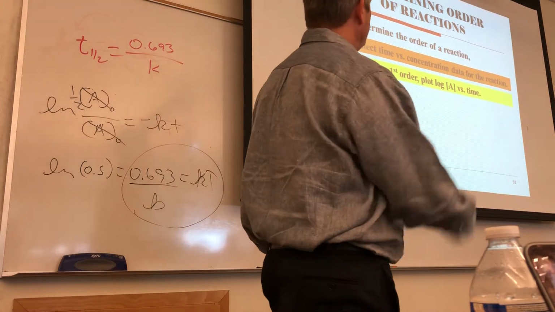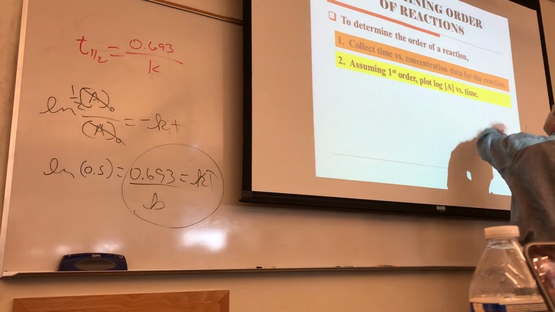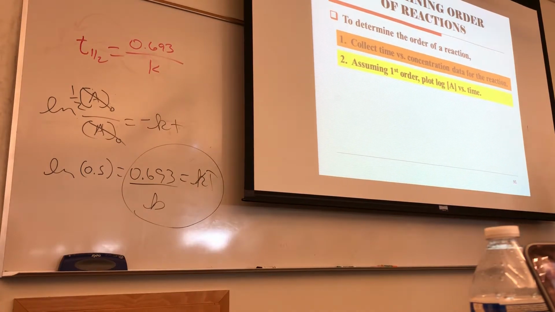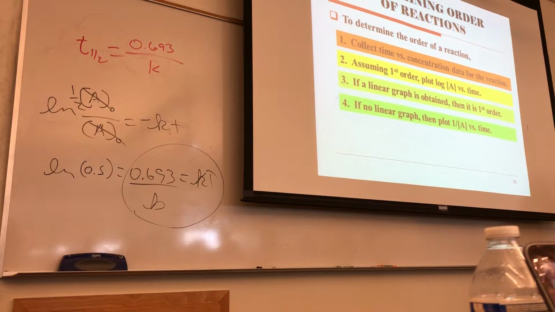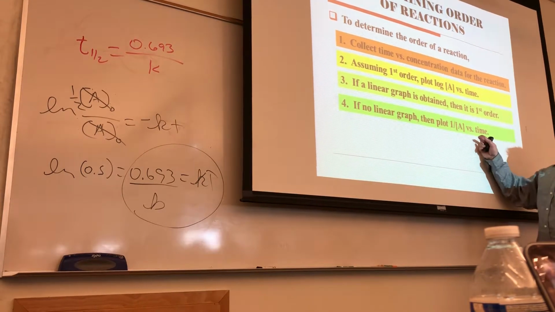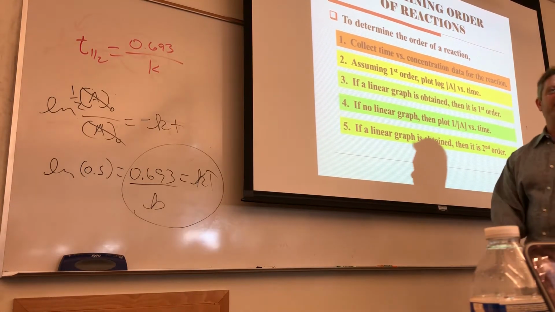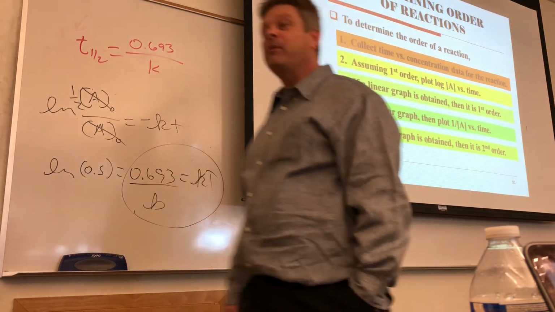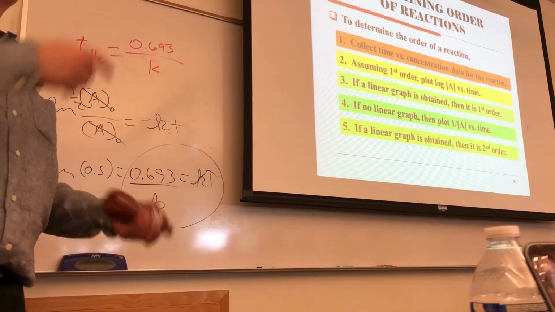Collect time versus concentration data, assume it's a first order, and plot the log, this should be natural log, of the concentration of the reactant versus time. If it's a linear graph, you have a first order. If it's not, then plot 1 over the concentration of the same data. If that is linear, then it's a second order. This implies that that's all you can possibly have, but of course, as you know, that's not true, but maybe for this class it is. It makes it a little easier to have these parameters.